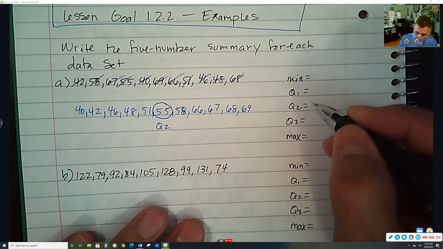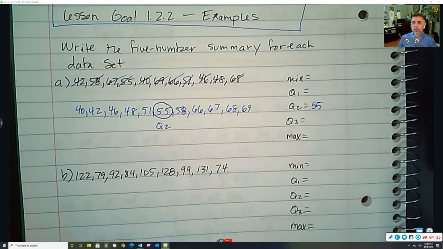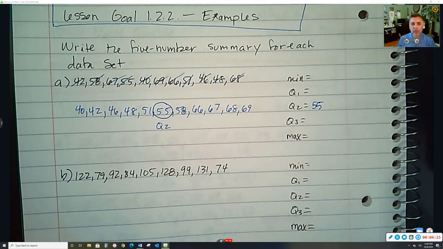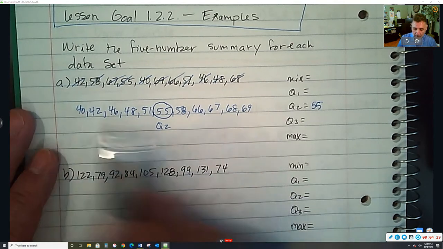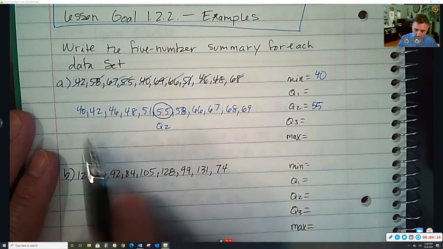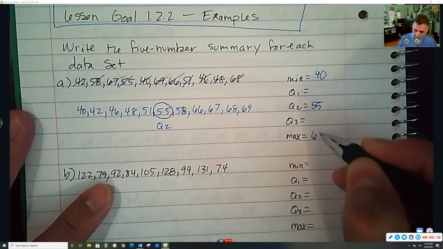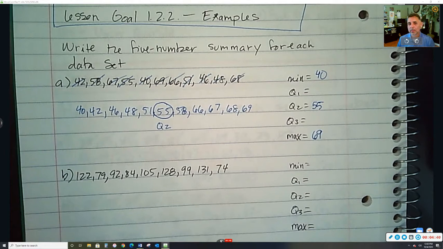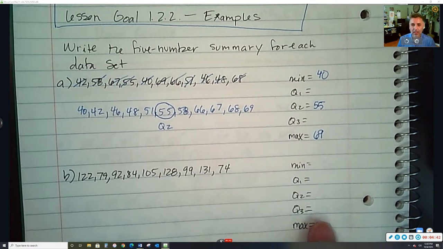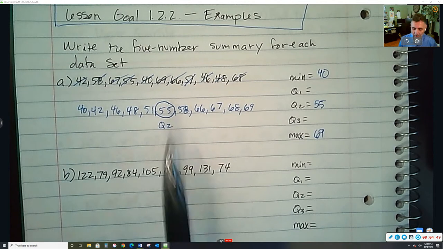Okay, 55. You know what? I should have found the minimum and the maximum first, only because they're easiest. Remember, the minimum is 40. It's the lowest number. And then the maximum is 69 because it's the highest number or the biggest number. I should have probably started with that. I'll definitely start with that down here. I just got so used to the last set of notes with the quartiles. So I found the middle one there.